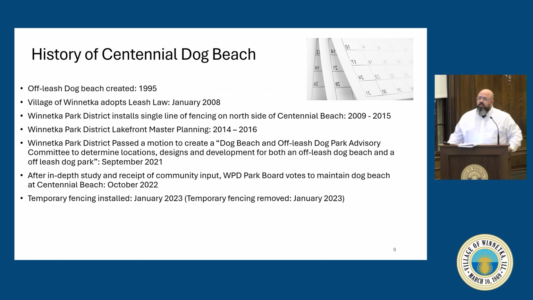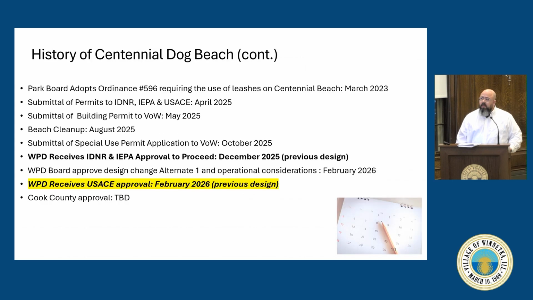After the study was complete in October of 2022, the Park Board did identify and motion to retain the dog beach at Centennial Beach as it had been identified. We did install temporary fencing in January of 2023, on both the north and south property lines. We were told to remove that fencing without haste by not only the Village of Winnetka, but the Army Corps and the Illinois Department of Natural Resources as well. From there, the Park Board did adopt Ordinance 596, which requires dogs to be on leash, including at Centennial Beach, which was one of the sites where dogs were previously able to run at large.